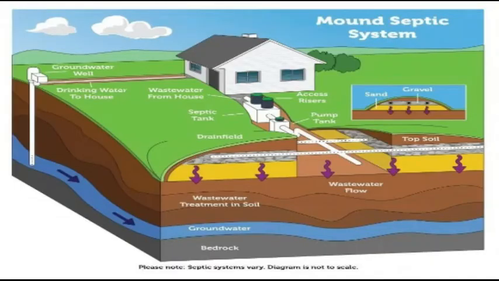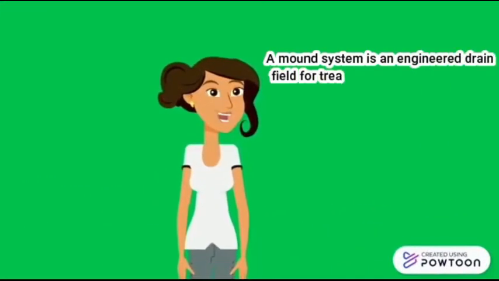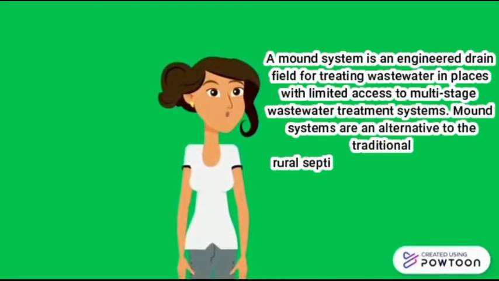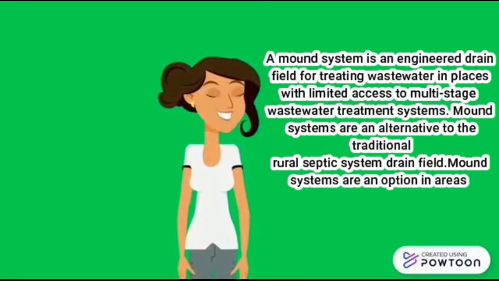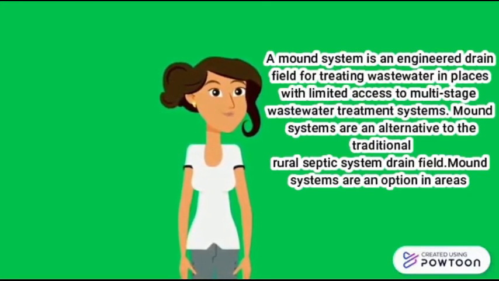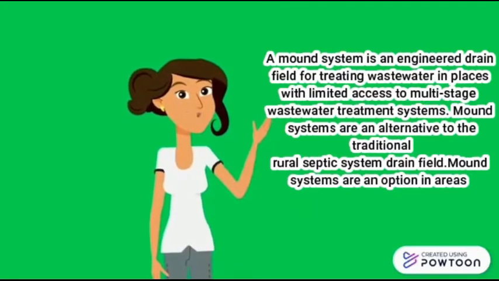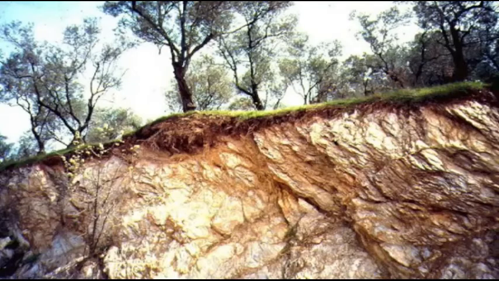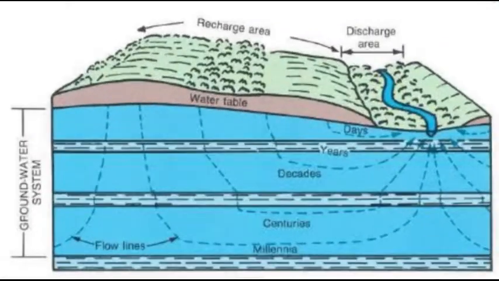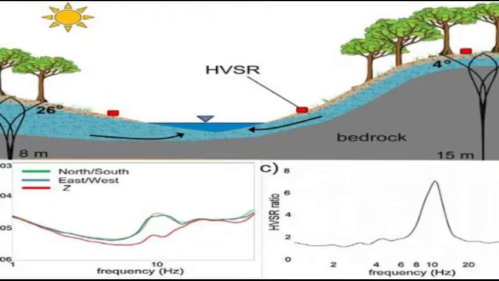Mound system. A mound system is an engineered drainage field for treating wastewater in places with limited access to multi-stage wastewater treatment systems. Mound systems are an alternative to the traditional rural septic system drain field, also an option in areas of shallow soil depth, high groundwater, or shallow bedrock.